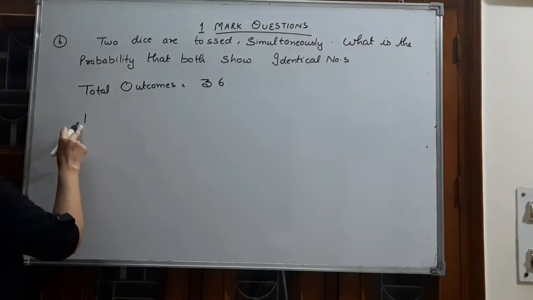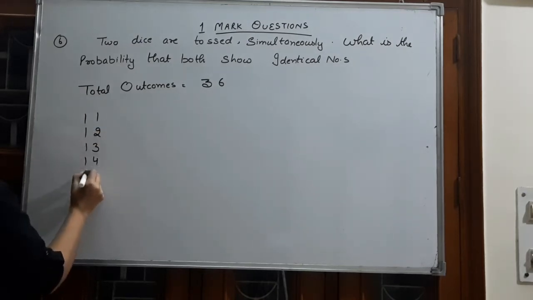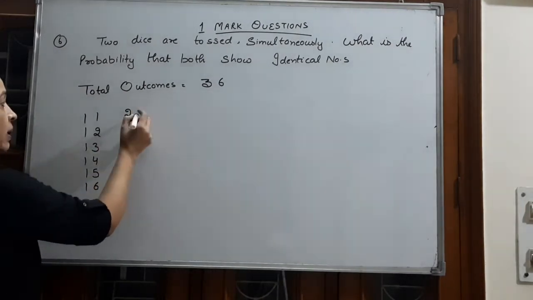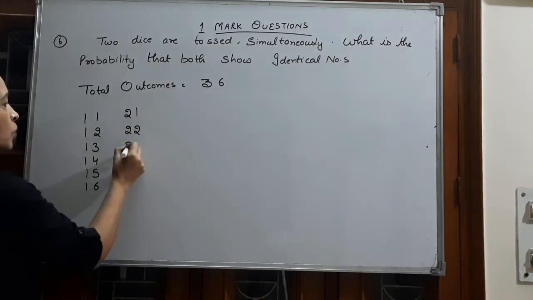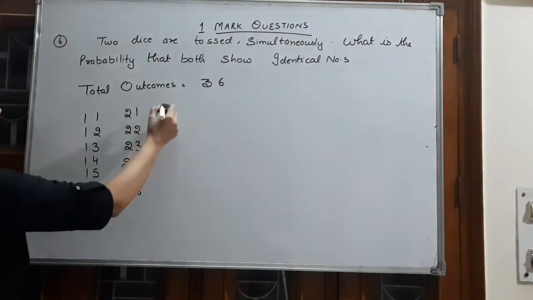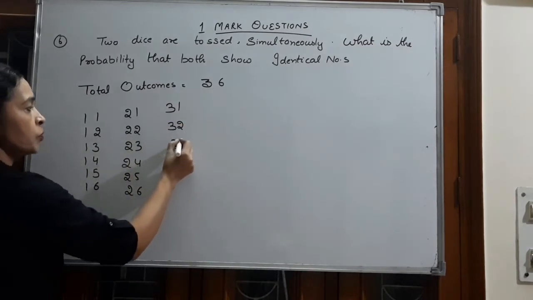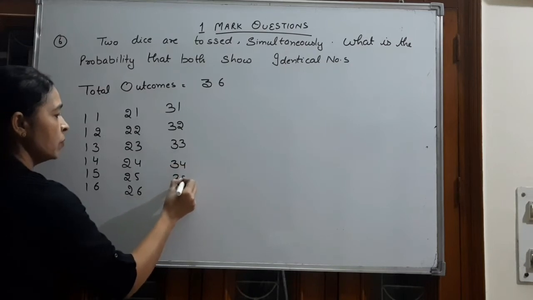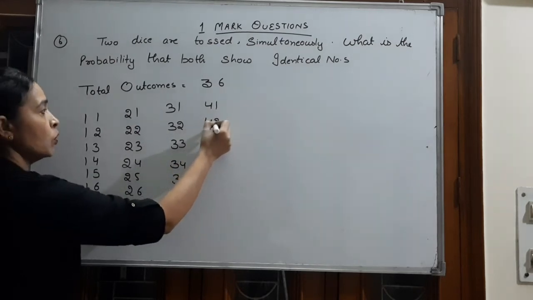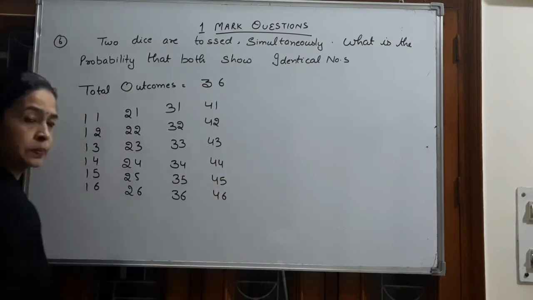1 on first die, 1 on second: 1 1, 1 2, 1 3, 1 4, 1 5 and 1 6. Another case, 2 on first die, 1 on second: 2 1, 2 2, 2 3, 2 4, 2 5 and 2 6. 3 on first die: 3 1, 3 2, 3 3, 3 4, 3 5, 3 6. 4 on first die: 4 1, 4 2, 4 3, 4 4, 4 5 and 4 6.